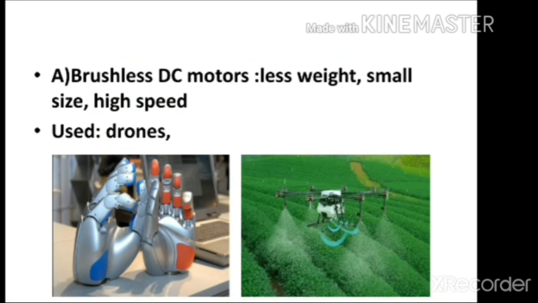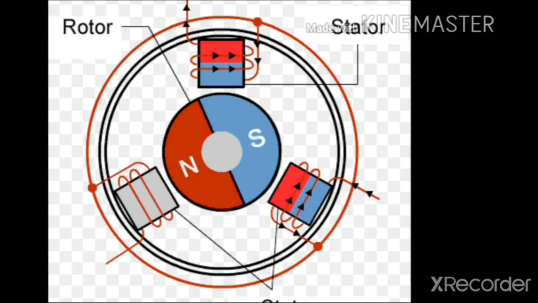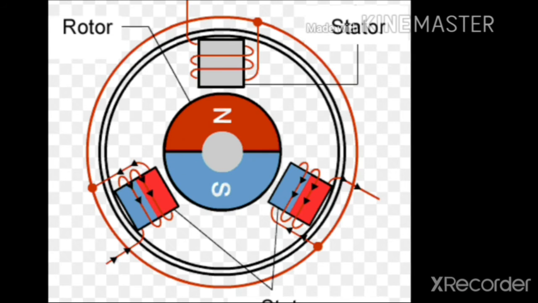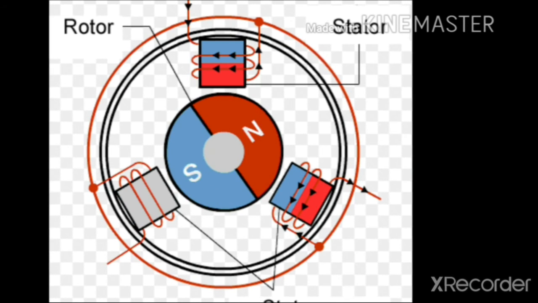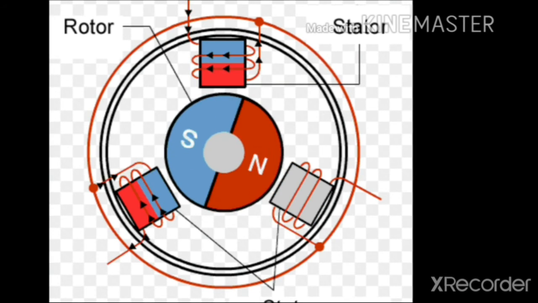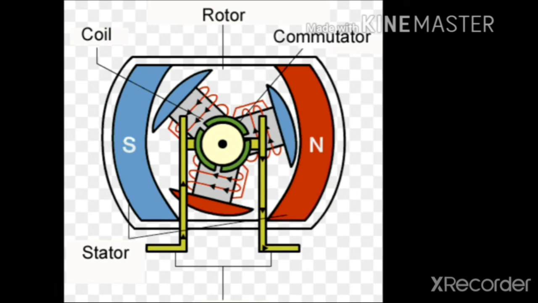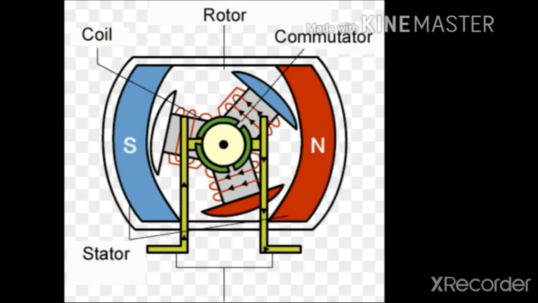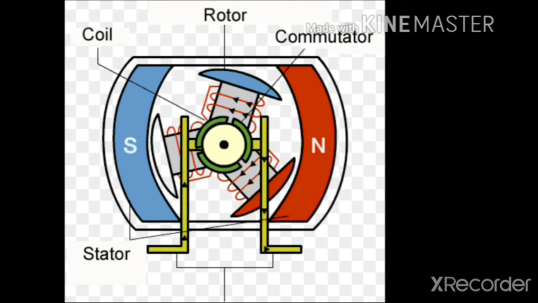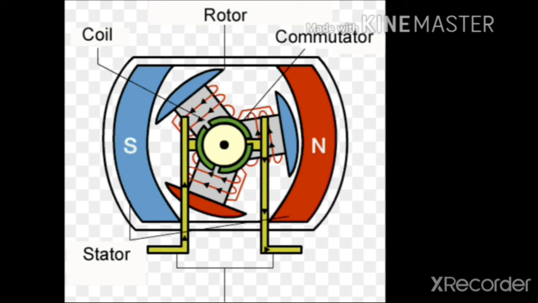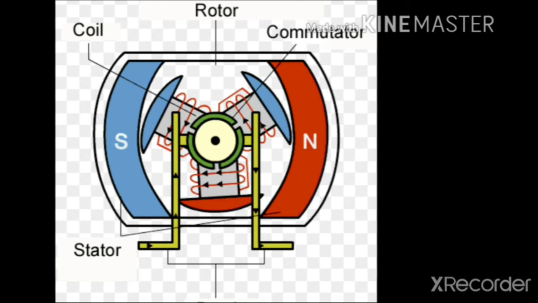You can see this picture depicts brushless DC motors. In this way only magnets are used here, and this one is a brushless DC motor. You can't see any brushes here. The rotor is at the center and the shaft is here. The green color one indicates the brush here. This indicates the brushed DC motor.